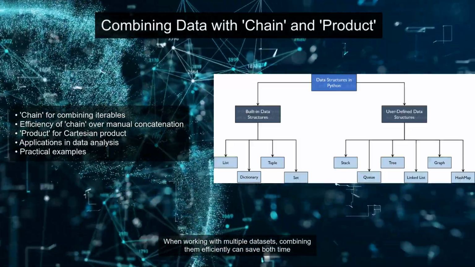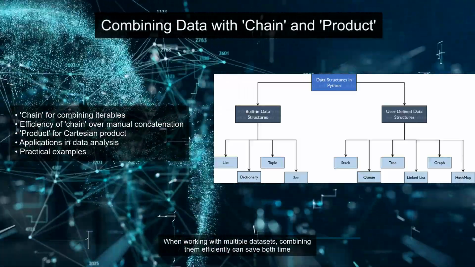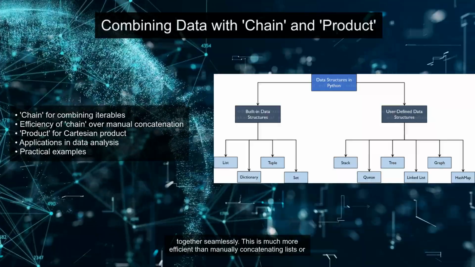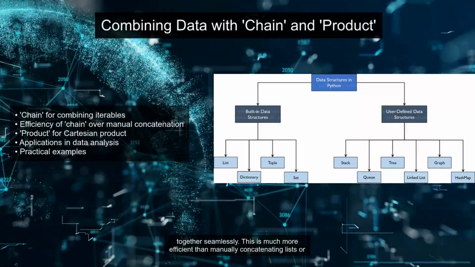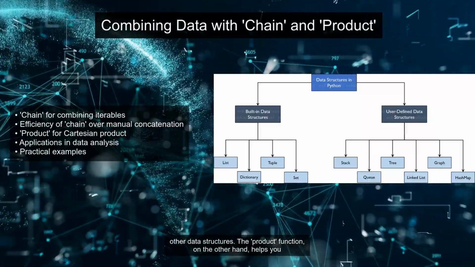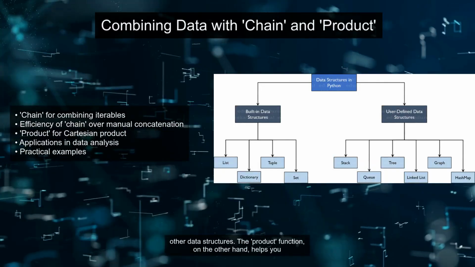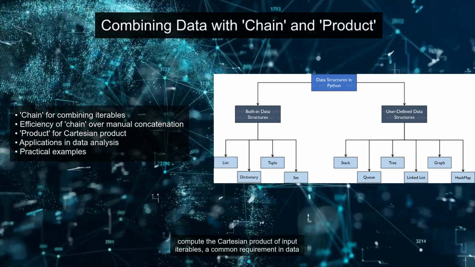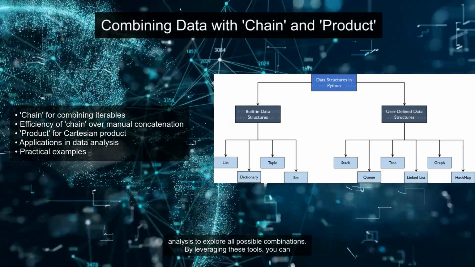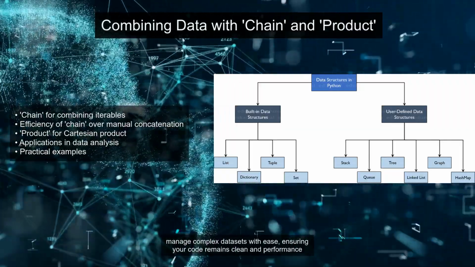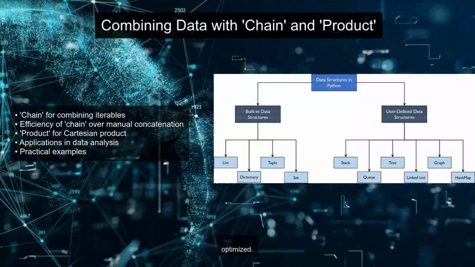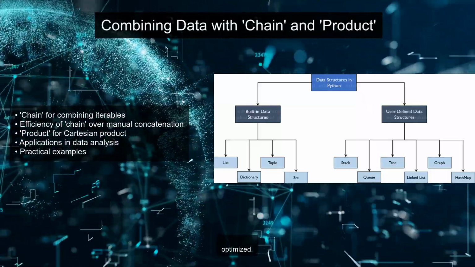When working with multiple datasets, combining them efficiently can save both time and resources. Itertools offers chain, which allows you to link multiple iterables together seamlessly. This is much more efficient than manually concatenating lists or other data structures. The product function, on the other hand, helps you compute the Cartesian product of input iterables, a common requirement in data analysis to explore all possible combinations. By leveraging these tools, you can manage complex datasets with ease, ensuring your code remains clean and performance optimized.